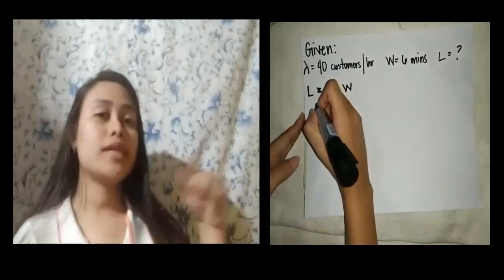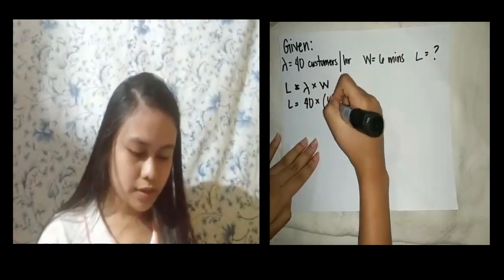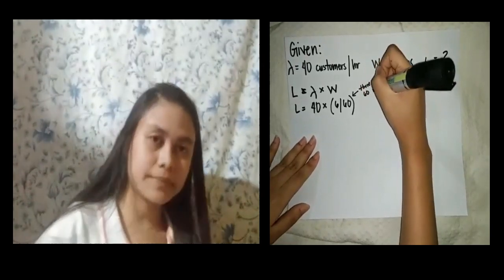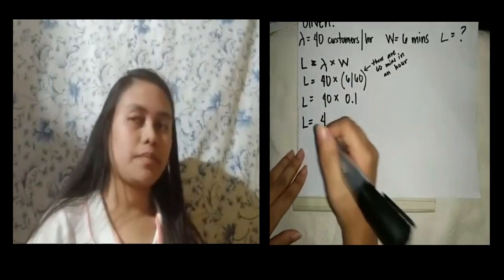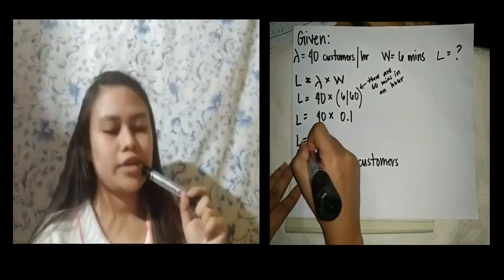So let's apply L equals the A-like symbol times W. Let's find L. In our information, we have 40 customers every hour and 6 minutes spent by every customer. As I said earlier, the A-like symbol stands for the average number of items, the people, arriving per unit of time. So there are 40 customers every hour, and the A-like symbol is substituted as 40, times W, which stands for the average amount of time spent in the queuing system. It says 6 minutes.